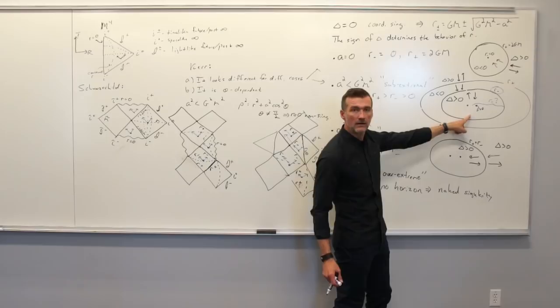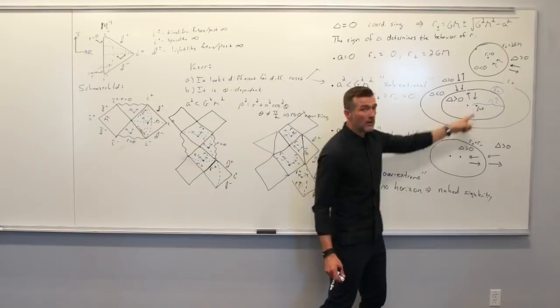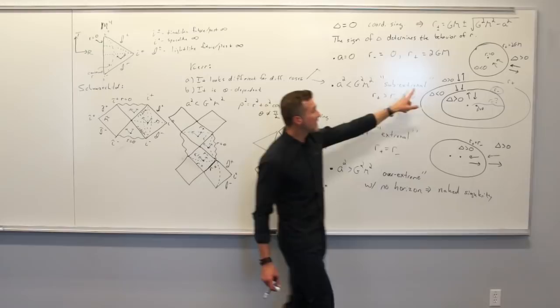So in order to pass through this thing, you have to be at theta not equals pi over 2. Okay, but you're going to go to r equals 0. And that means that you're going to pass through here. But what it tells you is that if you decide to pass through the ring singularity, it is taking you to yet another asymptotic space-time.